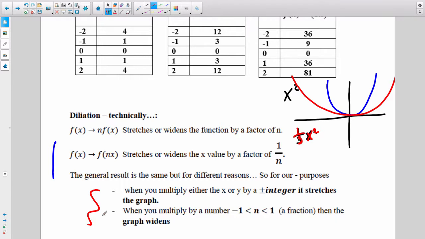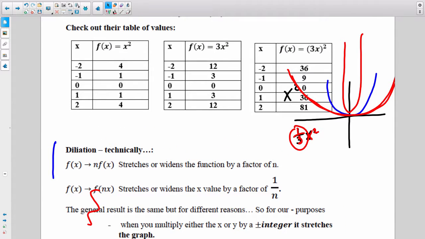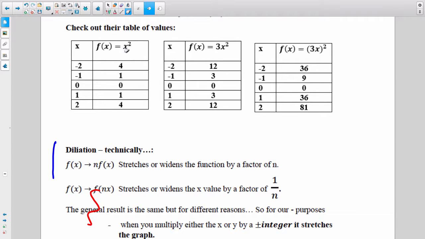If you have a multiplier out front and it's a number bigger than 1, it's going to get very narrow. And if you have a multiplier out front that's a fraction, in other words, less than 1 but greater than -1, you have a very wide parabola. And those are the basic transformations. Now, what you see up here are the table of values. And that's what really builds a graph, right? So you can see the difference between these three examples, what the y values are.